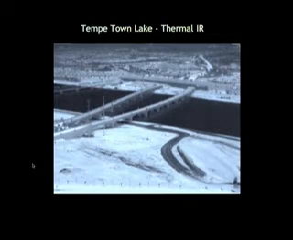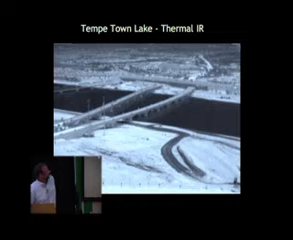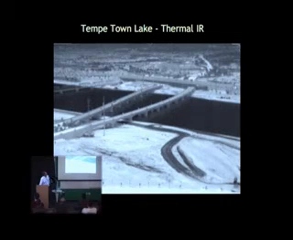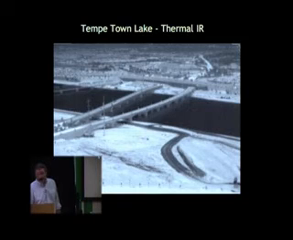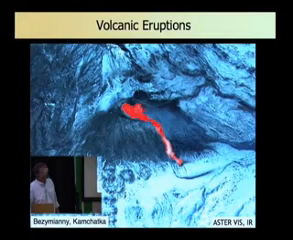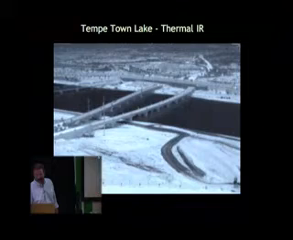Another quick example, this is a handheld infrared camera looking out at Tempe Town Lake, a small man-made lake, just real close to ASU. And I wanted to use this to illustrate, well, I guess I won't. I'll have to come back to it.